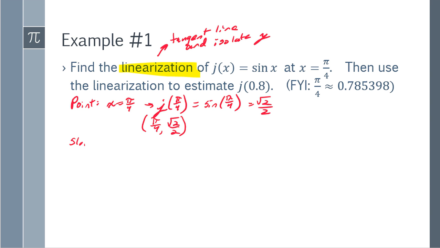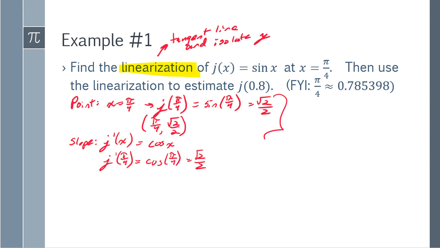Then I need the slope. Well, slope of the tangent line is the same as derivative. So I need j prime of x. Derivative of sine is cosine. And then I need it at the x value I care about, which is at pi over 4. So j prime of pi over 4 is the cosine of pi over 4, which is rad 2 over 2.